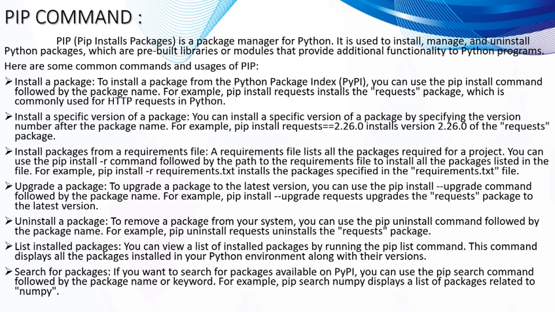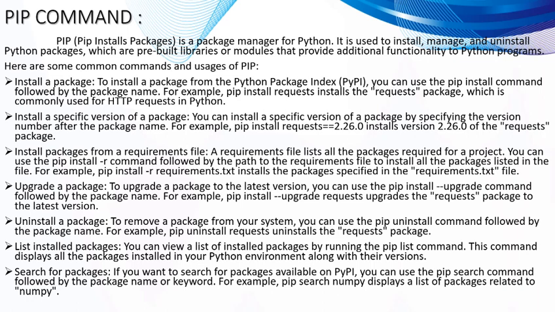Install packages from a requirements file. A requirements file lists all the packages required for a project. You can use the pip install -r command followed by the path to the requirements file to install all the packages listed in the file. For example, pip install -r requirements.txt installs the packages specified in the requirements.txt file.